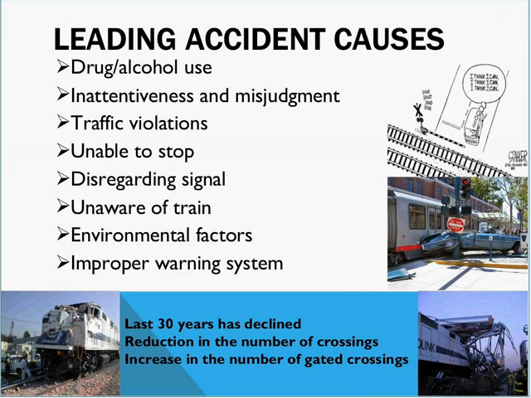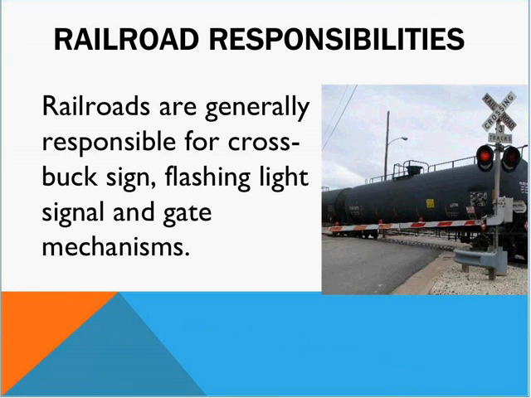These are some of the leading causes of crossing accidents. As I mentioned, over the last 30 years they've declined, and the reduction could be a result of the number of crossings and, of course, the increasing number of positive vehicle and pedestrian controls through gated crossings. But these are just a sample of lists that go on and on and on. There are hundreds of different reasons why these accidents occur.